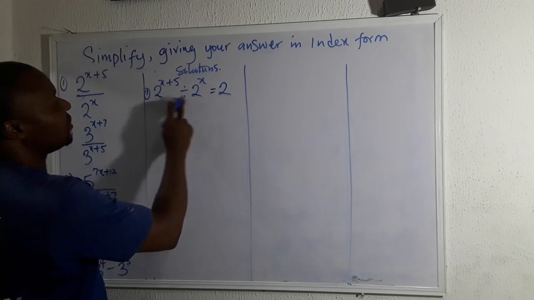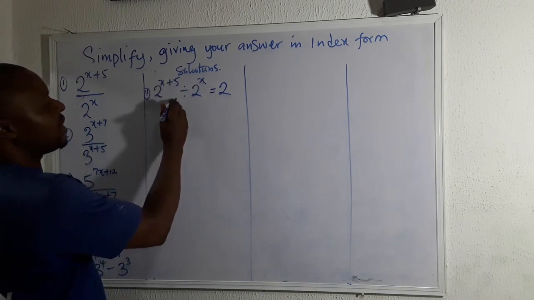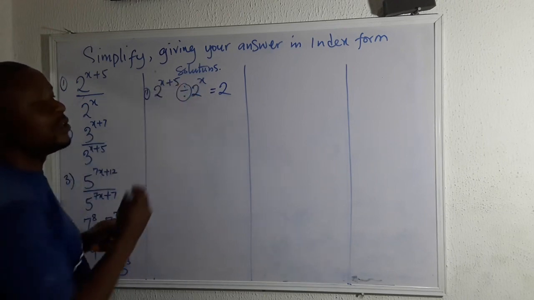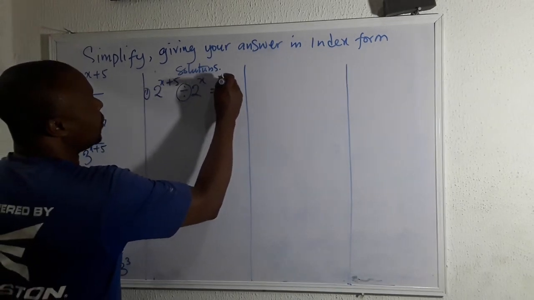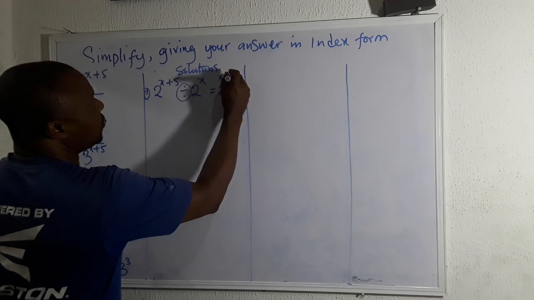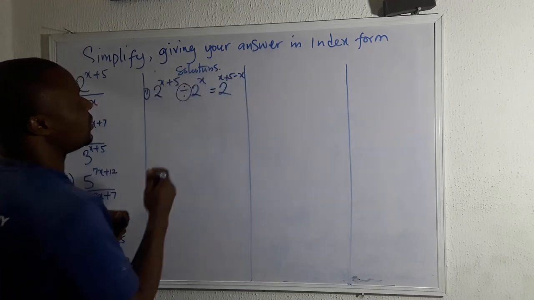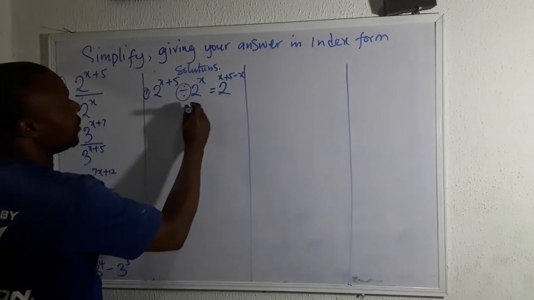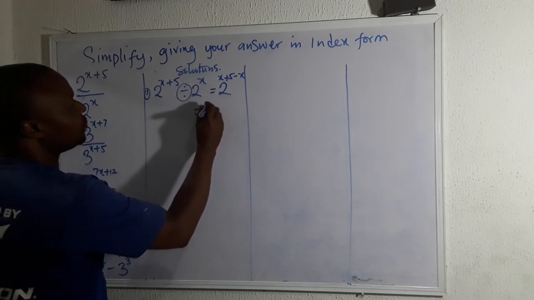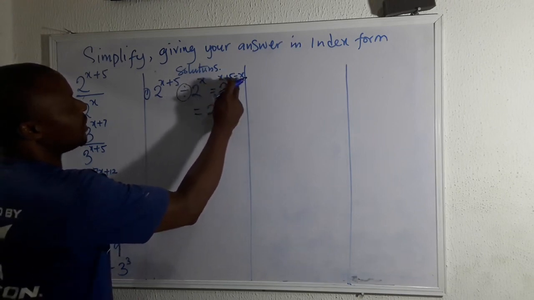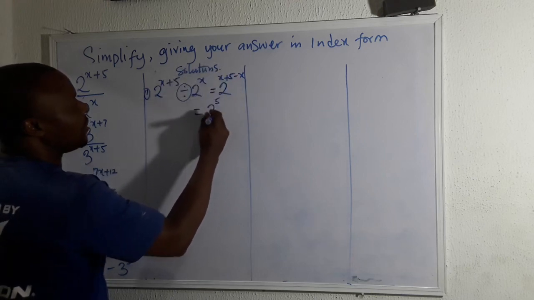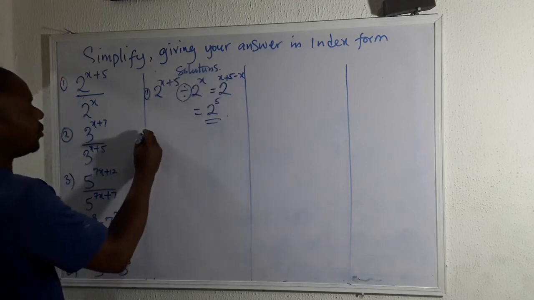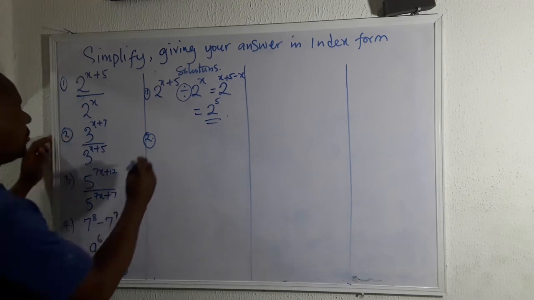What do we do to the powers? We subtract the powers because there is a sign of what? Division in between the two equal bases. So we say x plus 5 minus this x. If you simplify that further, you have 2 raised to power: this x minus this x is 0, so what will be left is 5. So that's 2 raised to power 5. So that's it.